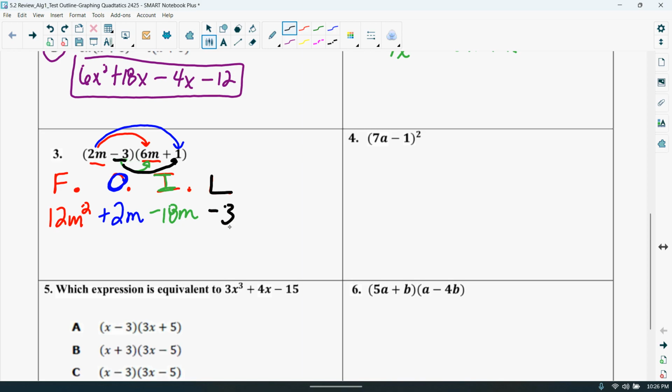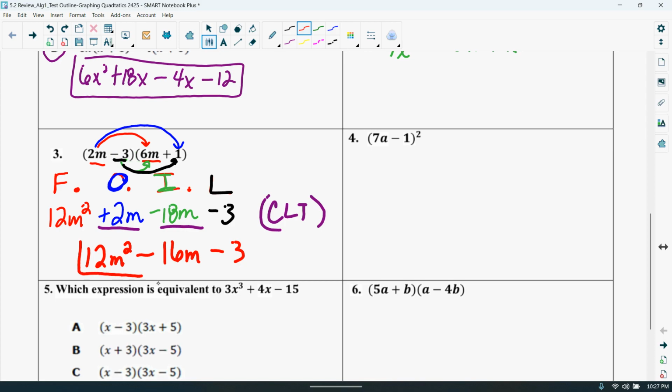So then all we have to do now is we have to combine like terms. Don't forget to do that. And when we do that, we're going to end up with the 12m squared. Then we have minus 16m minus 3. Okay, and that's our final answer.